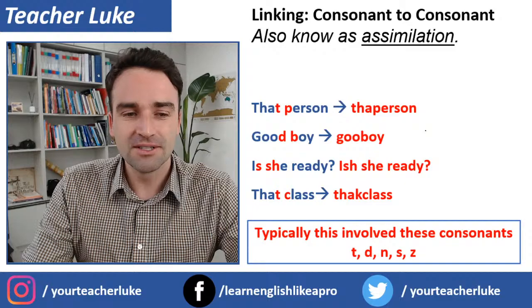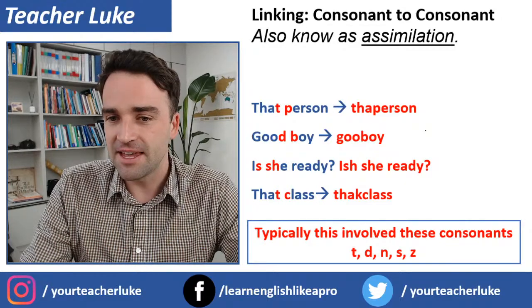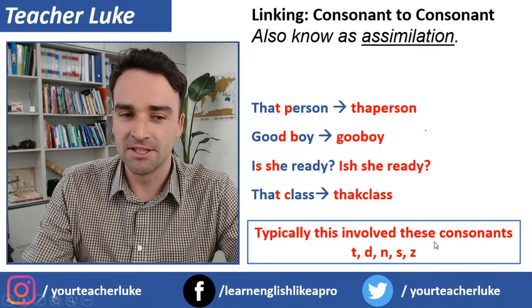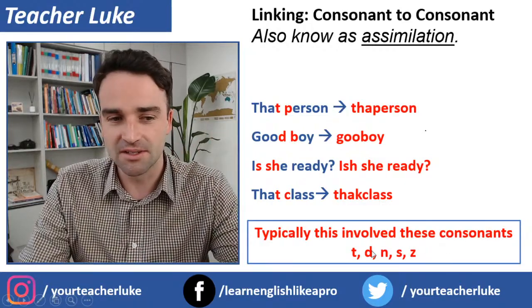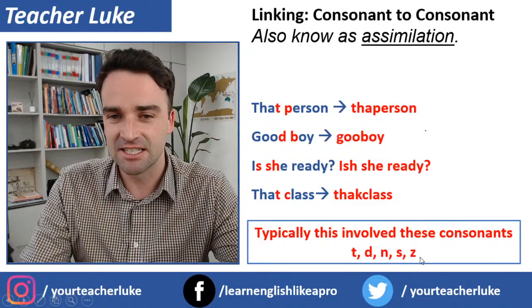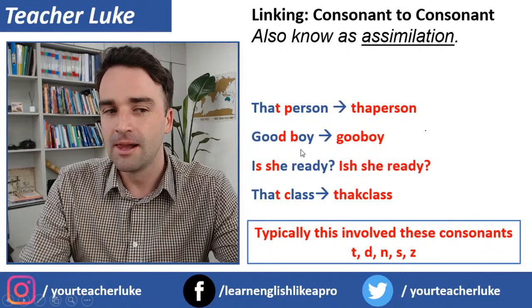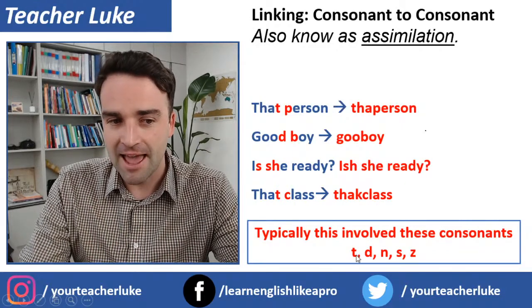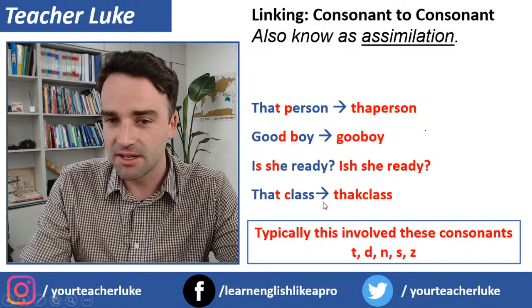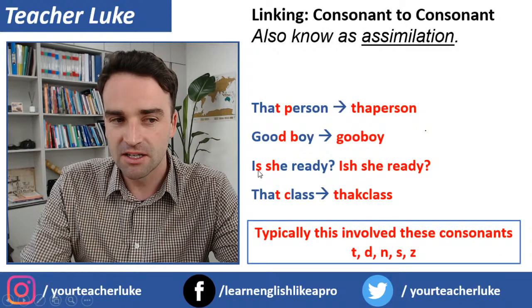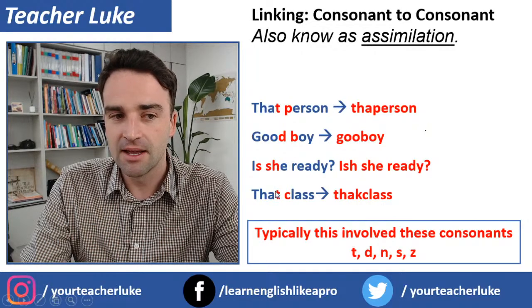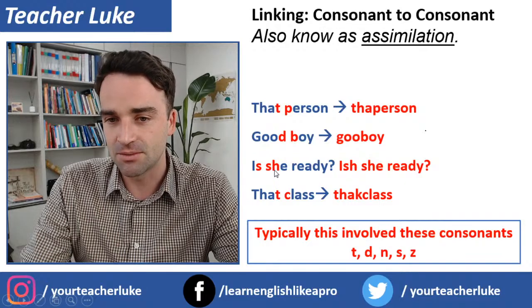Okay, so typically, this assimilation is involved with these consonants: t, d, n, s, z. So if your first word ends in one of these consonants, t, d, z, and t again, then it usually assimilates and becomes very similar to the next consonant in the next word.